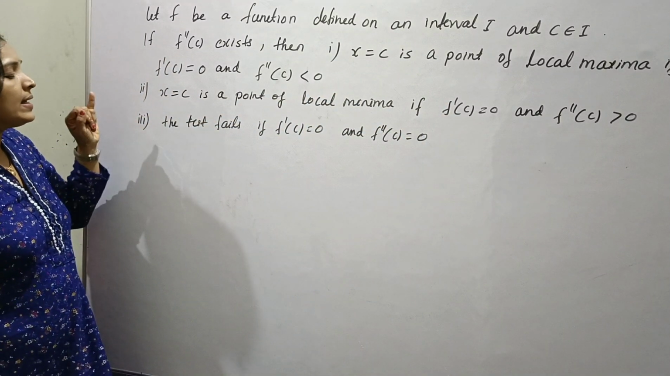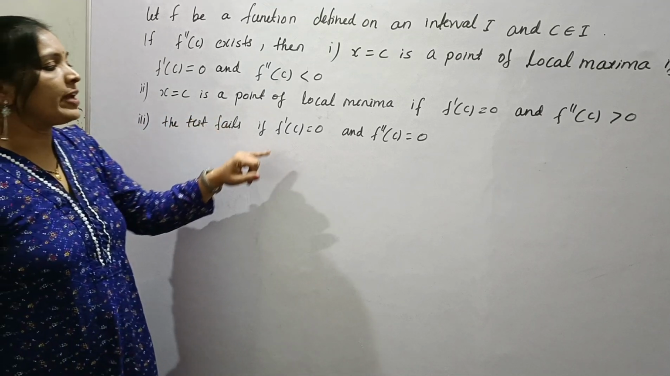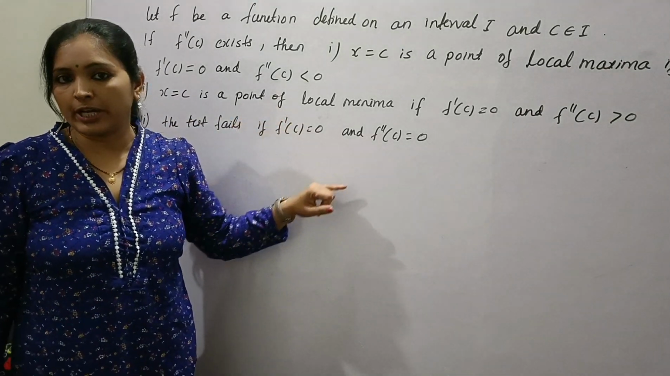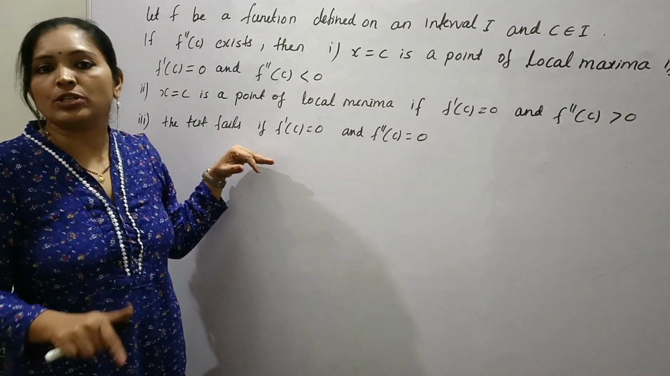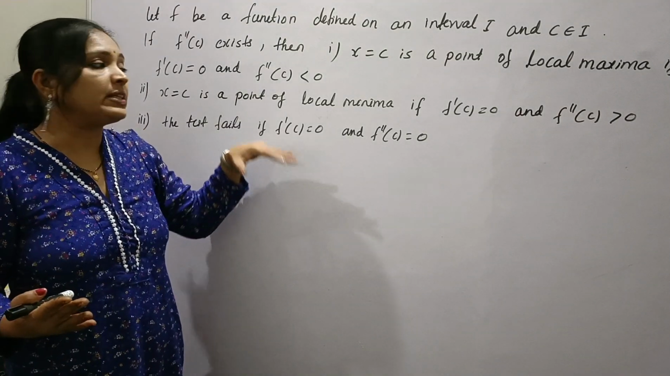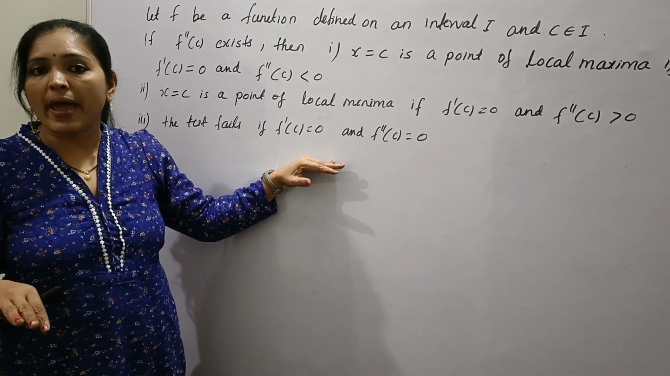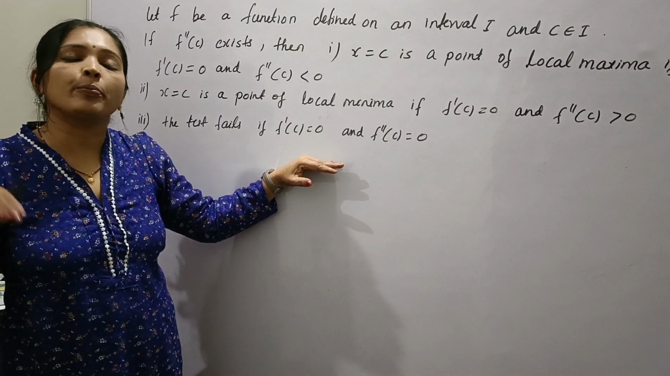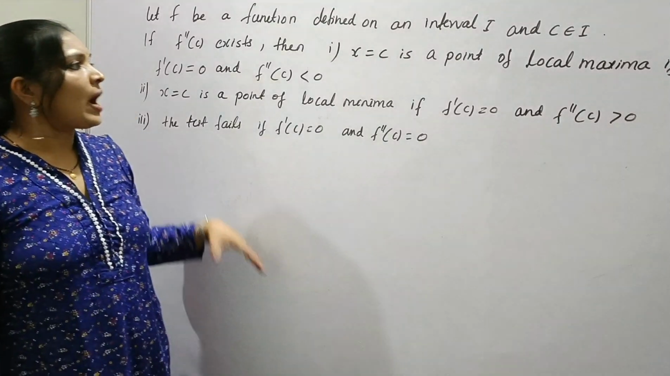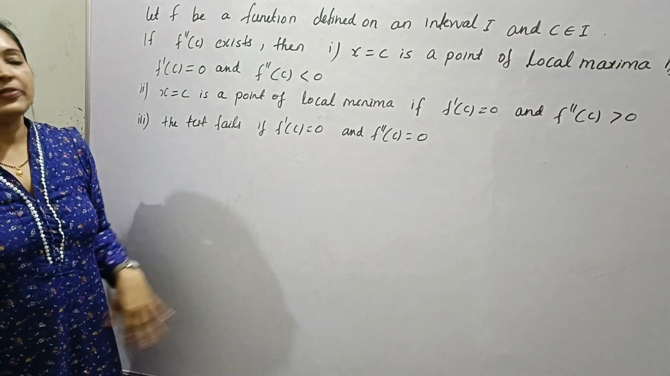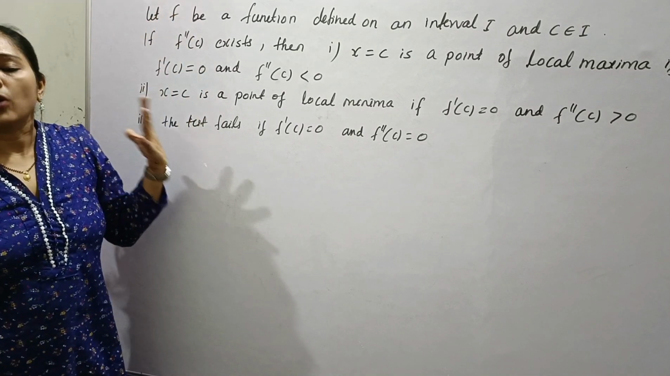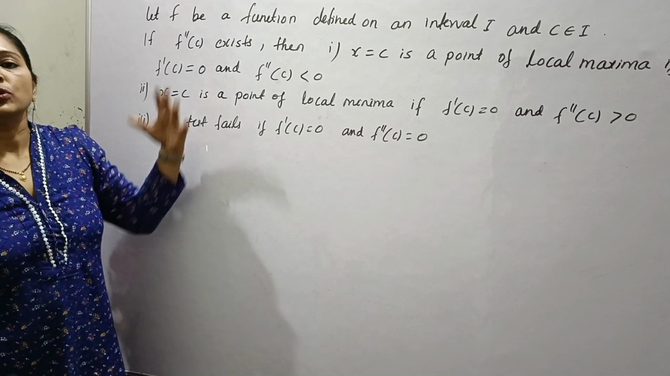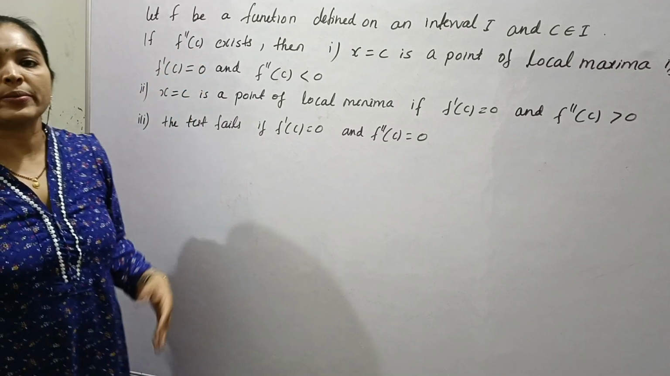Then the third case is that the test fails if f dash of c is equal to 0 and f double dash of c is equal to 0. In this case we use the first derivative test and test whether c is a point of local maxima, local minima, or a point of inflection. After going through examples, we will understand very quickly. It is very simple. Finding the local maxima and local minima using the second derivative test. Let's go through some examples.